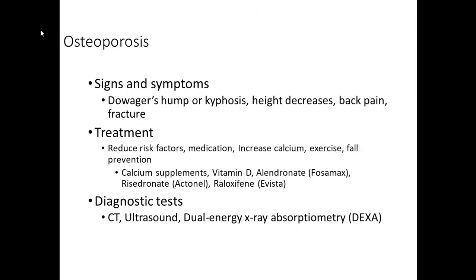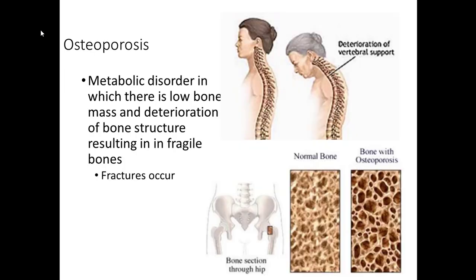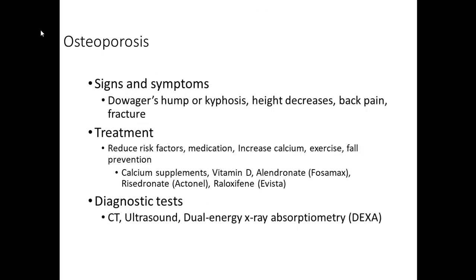Signs and symptoms. You're going to see the Dowager's hump or kyphosis. I think that's on this page right there. That's the Dowager's hump. Their height's going to decrease. You always hear people say, "Oh yeah, I'm getting older, I'm shrinking." They're going to complain of back pain. They might complain of fractures, or they might have fractures. Obviously, they're going to have fractures, just because that bone is so brittle.